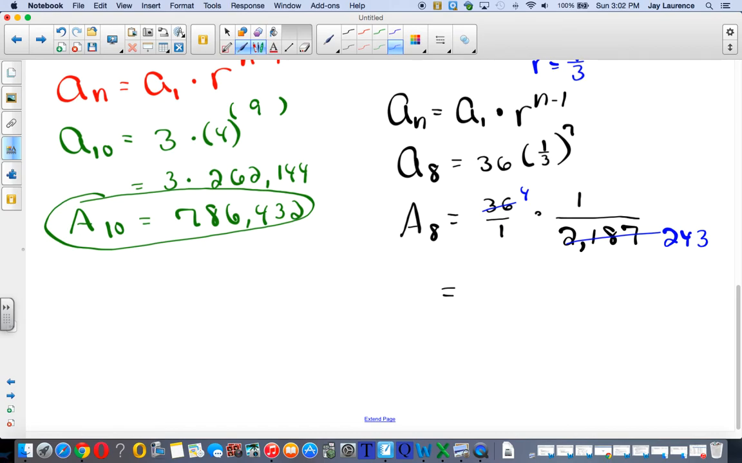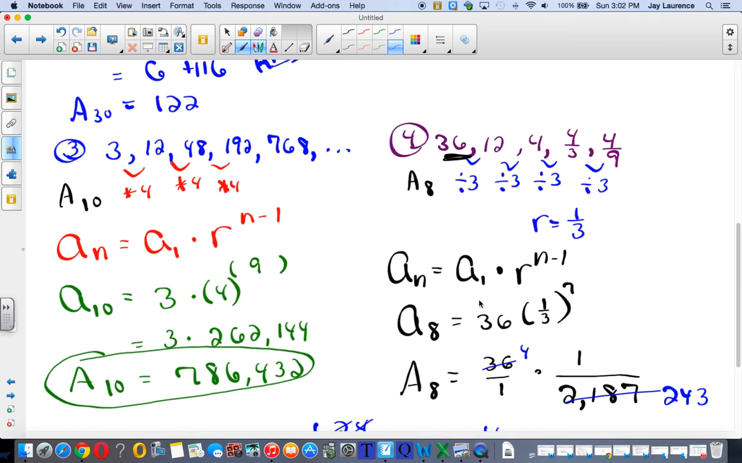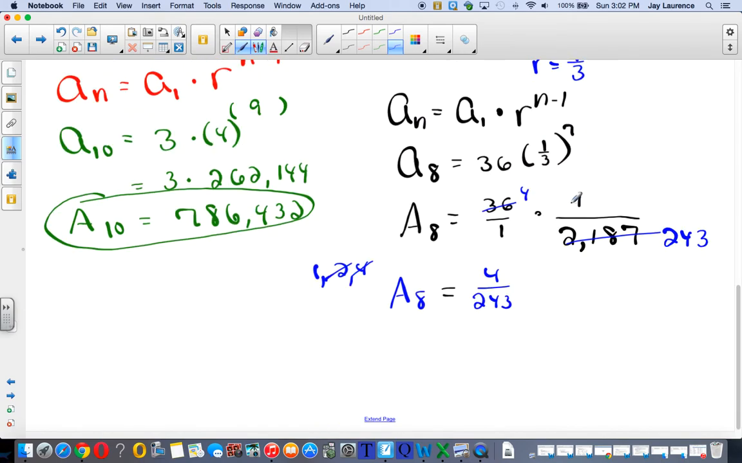243. Now, I'm pretty sure that these don't simplify anymore because the only factors of 4 are 1, 2, and 4, right? And 4 doesn't go in because 4 doesn't go in the last 2 digits. 2 doesn't go in because it's not even, and 1 doesn't do anything for me. So a sub 8 is going to equal 4 over 243. That should be right. Let me just look back up at the original sequence. Notice how all the numerators have 4. And since r was 1/3, yeah, the numerator was 1, it's going to stay 4. All right, there you go.